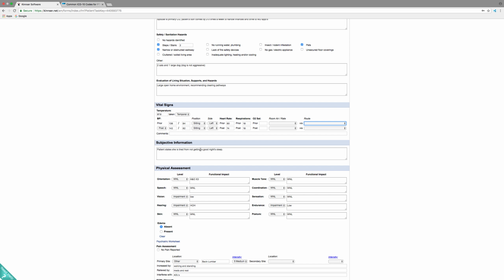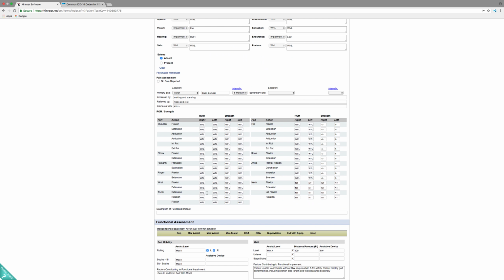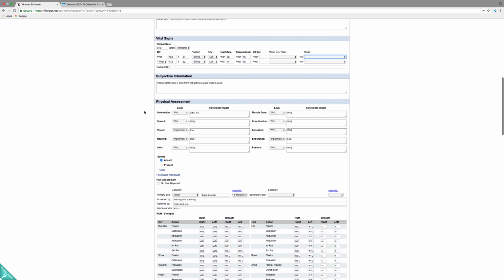Okay. Patient stage. This is subjective, so we get to the SOAP note part here. Whatever gets documented here needs to be either something the patient told you or maybe your opinion based on something. So in this case, patient states she's tired from not getting a good night's sleep last night. That's subjective enough to go here. Sometimes we see therapists documenting very objective things here, and if it's objective, it needs to be further down in the document. We'll get to that in a few minutes.